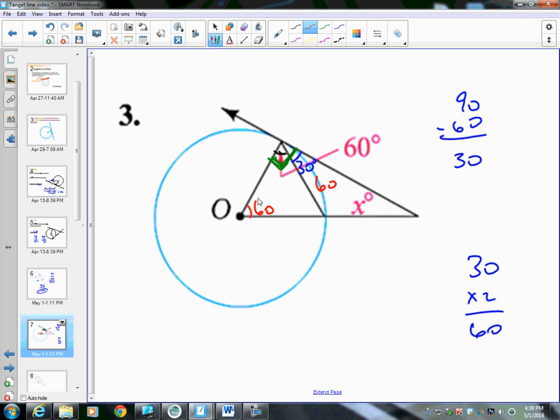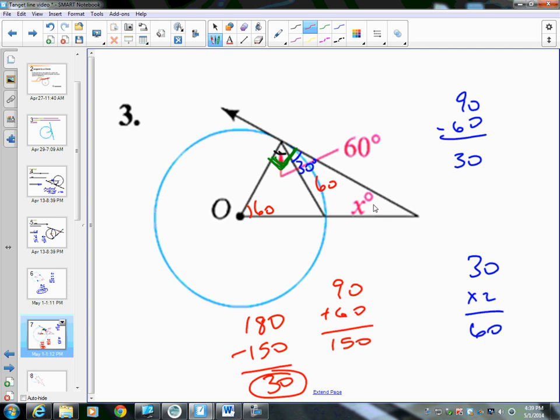Okay. So then we have a 90-degree angle for this triangle now, a 60-degree angle, and then we have x. So we say 90 plus 60, you get 150. All three angles on the inside of a triangle have to add up to 180, so we say 180 minus 150, and we get 30 degrees. So that's what x is. X is 30 degrees. Okay?